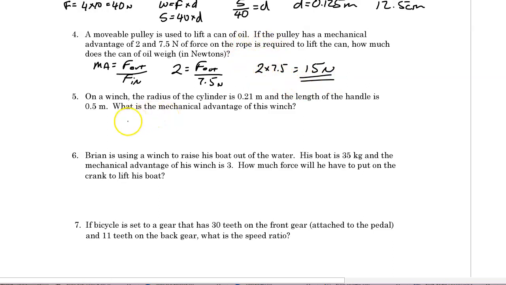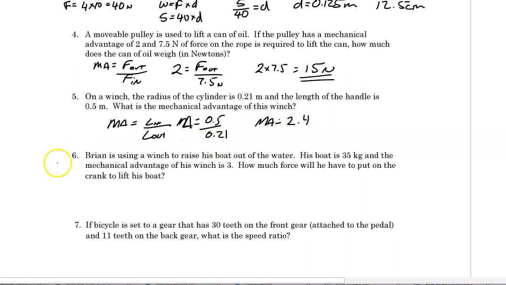Number 5, mechanical advantage is equal to the length of the input divided by the length of the output. Here, the input is that 0.5, that's the handle, that's your input, divided by 0.21. Mechanical advantage, therefore, is going to be 2.4.